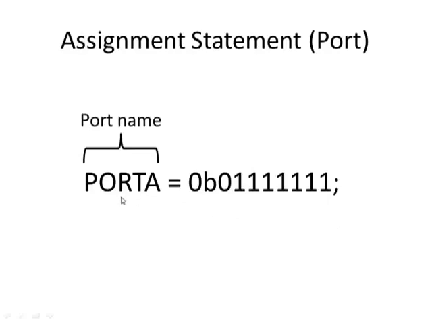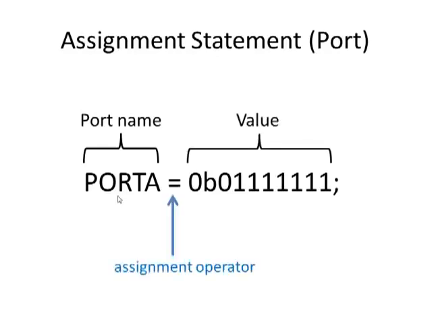So there's the port name. It's on the left-hand side of the assignment operator. You'll never see an expression over here. It's always got to be a variable or a port name because you're putting something into one single location. Okay, there's my assignment operator, and there's the value being assigned.